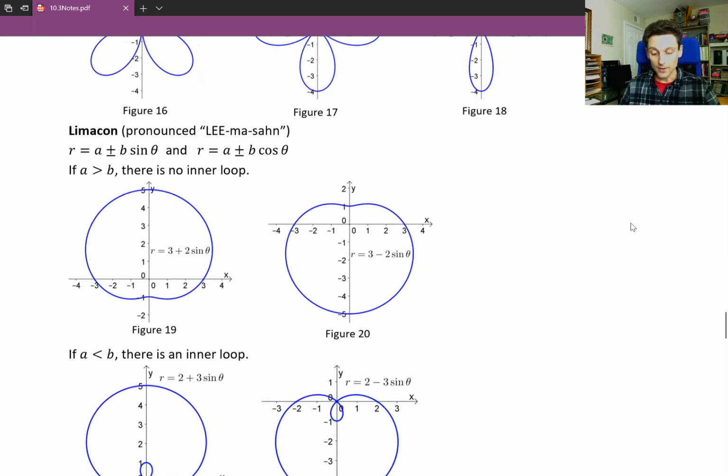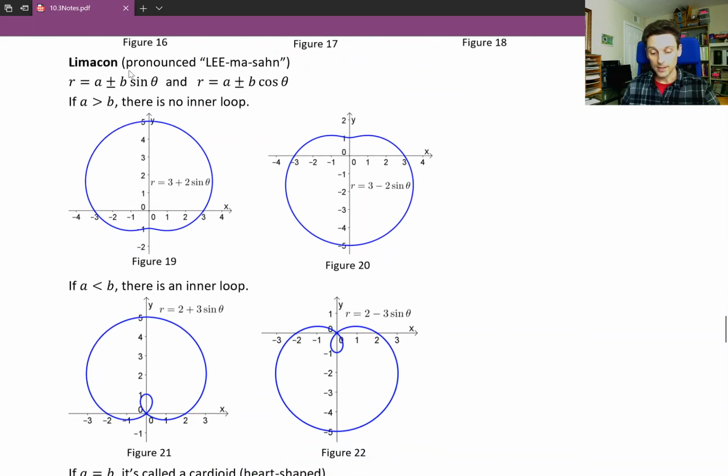Another type of common polar equation is called a limacon. These are ones of the form r equals a plus or minus b sine theta and r equals a plus or minus b cosine theta. And the shape of the limacon depends on the a and the b values. So the summary is that if a is greater than b, then there's no inner loop. We're going to see an inner loop in just a moment. So the limacon looks something like this. It's kind of like a circle, but it's a little bit dented on one side.